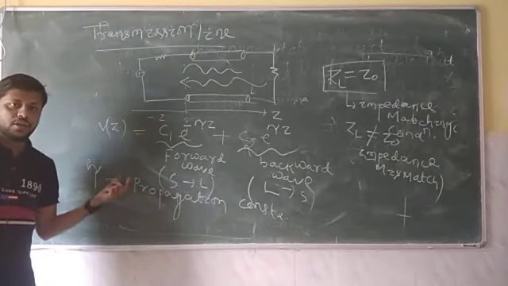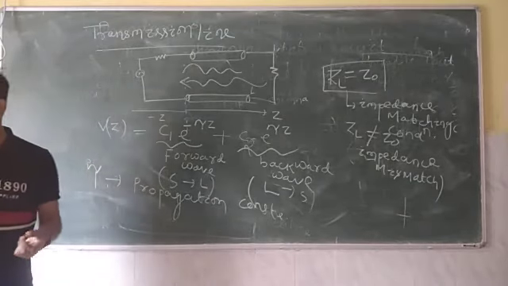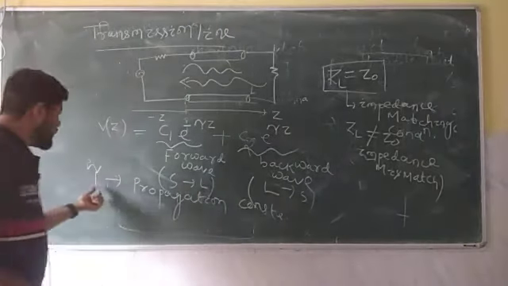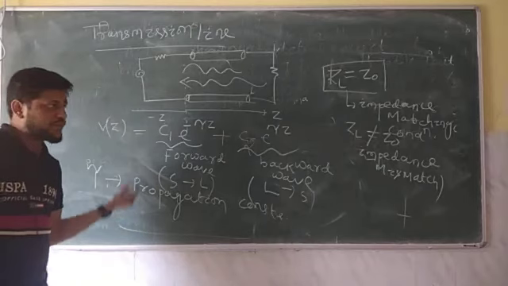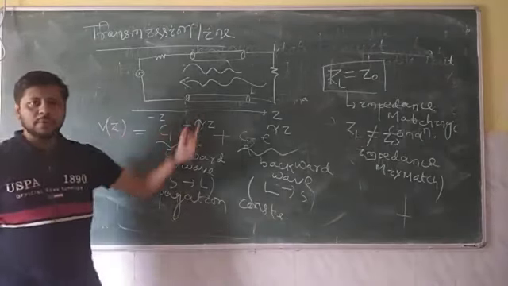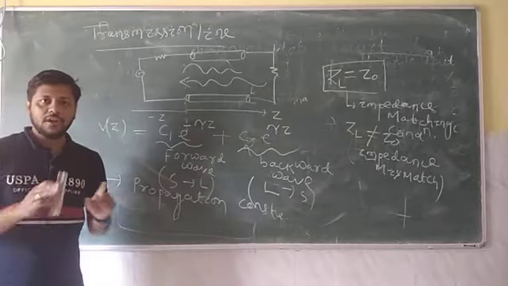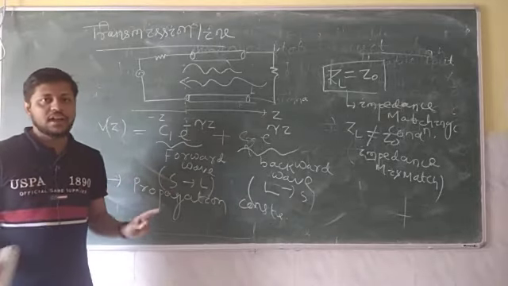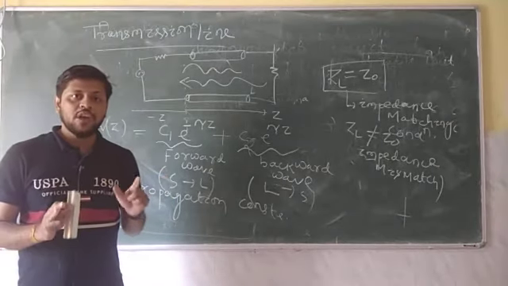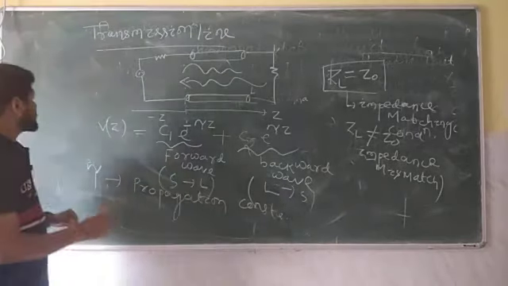Similarly, you can write the current wave as C1 e to the power minus gamma Z plus C2 e to the power gamma Z. Now we will study this propagation constant. Why? Because the wave is propagating. As I have already explained in the previous class, a wave always propagates. It is not transmitted.